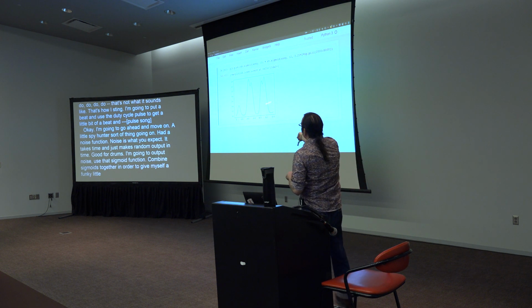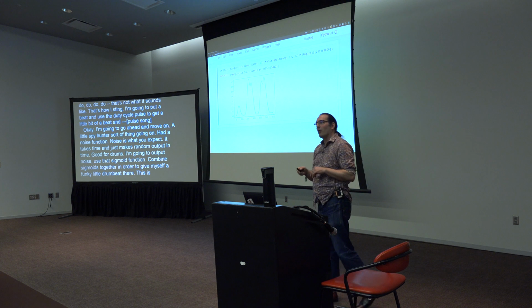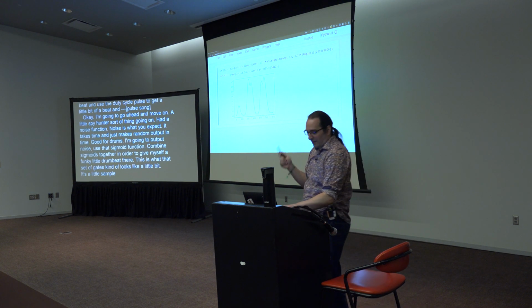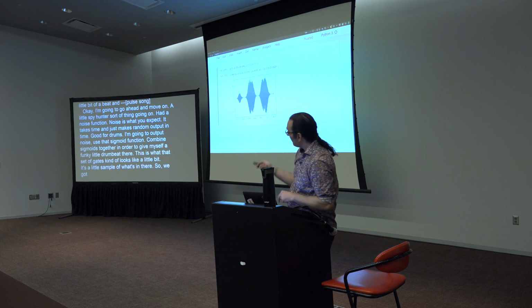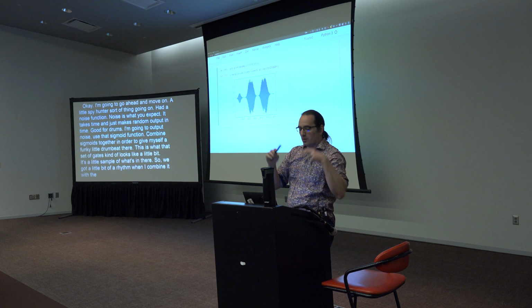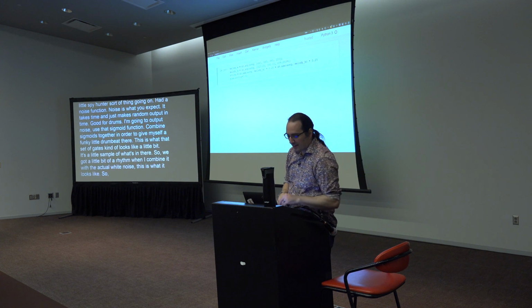This is what that set of gates kind of looks like a little bit. Just a little sample of what's in there. So we got a little bit of a rhythm. When I combine it with the actual white noise, this is what it looks like. So we have a nice little set of peaks and valleys there.